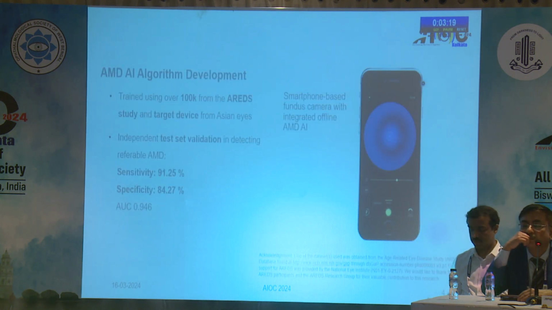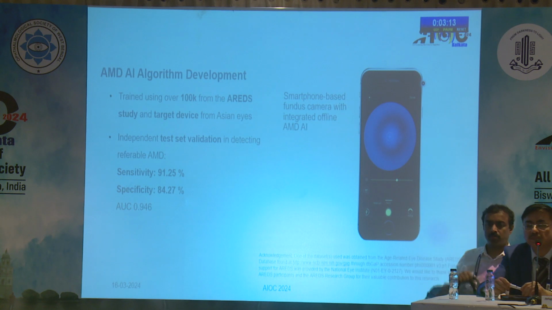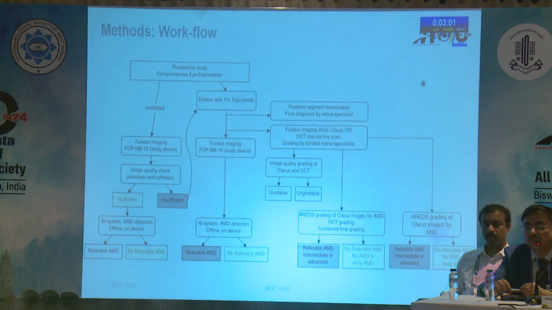The AI algorithm was developed by training the software using over 100,000 images obtained from the AREDS study, and subsequently it was validated on a smaller set of Indian eyes. This is the device. As you can see, it takes a non-mydriatic fundus photo, and then the software runs and gives you a reading on whether it's referable AMD or not. So the study flow was that the patients underwent imaging by this device, and the software told whether it was referable or non-referable AMD.